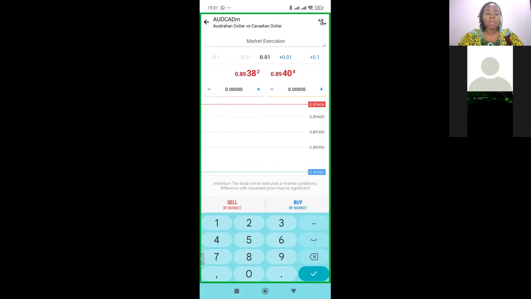So always put the lot size first. Why I say that is so that when you're looking at it, you see that that is actually the desired lot size that you want to take.